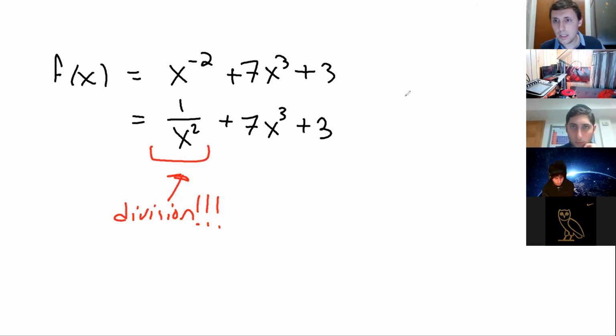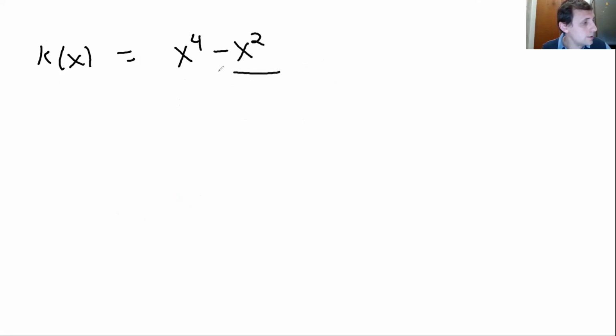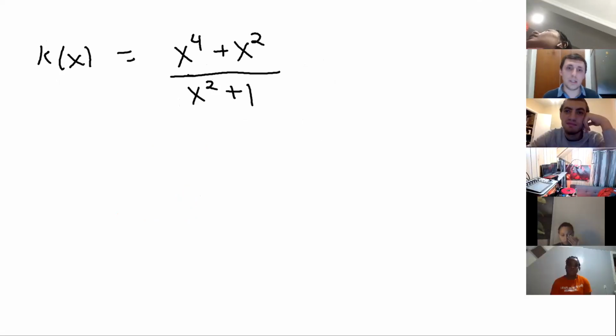Look at it. Let me just convince you. Suppose we have k of x equal to x to the 4 plus x squared, divided by x squared plus 1. You agree that I'm using division, yes? So it's not in polynomial form. Do you agree? So many of you might have said, oh, it's not a polynomial, you are using division.